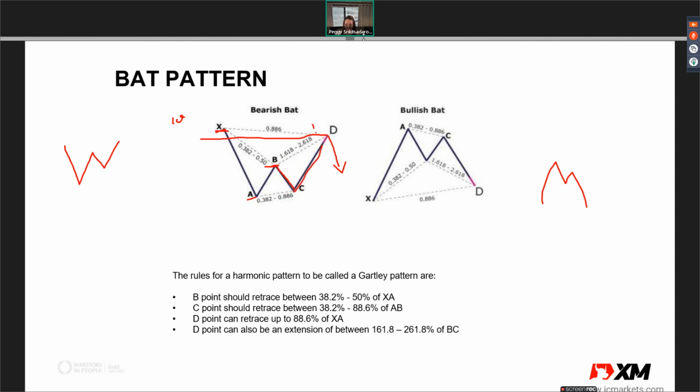So here will be the PCR zone, and then you will place a pending sell order at this point, which is the same as the bullish butterfly. It's just a mirror of the bearish butterfly. Okay, everything is the same. It's a mirror of the bearish. Okay, any question, guys?